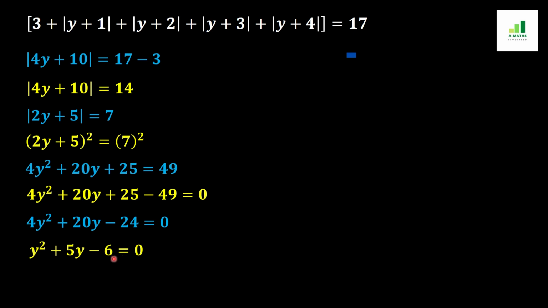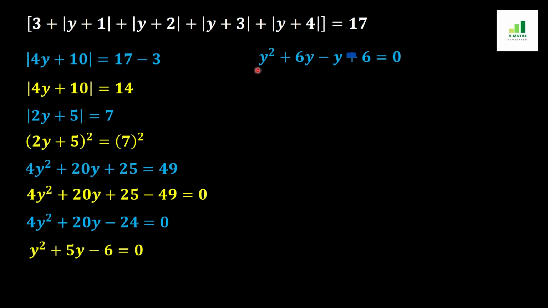So here you can see that this minus 6 is the C of the quadratic equation, and having the negative sign, it means that the B of the quadratic equation will break into opposite signs. So after factorizing this equation we get y² + 6y − y − 6 = 0.